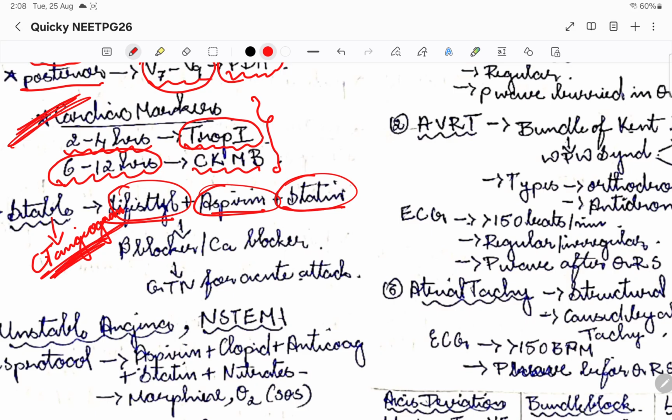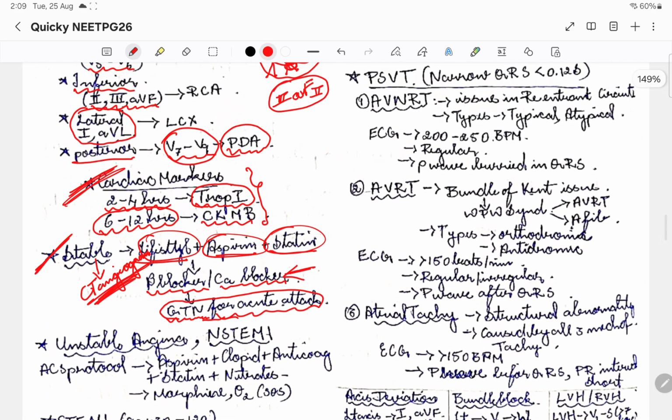Then the drugs of choice to maintain will be beta blockers and calcium channel blockers. With respect to vasospasm also, calcium channel blockers will be given. We'll also tell him to keep GTN, that is glyceryl trinitrate, for an acute attack. To be safe, we'll tell him to keep glyceryl trinitrate at home. If needed, he can take it. So this is the thing with respect to stable angina.